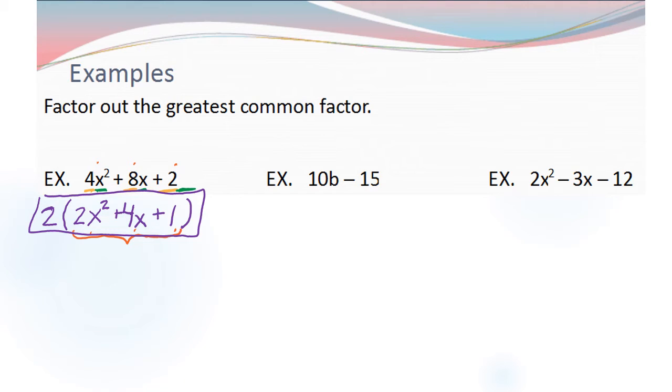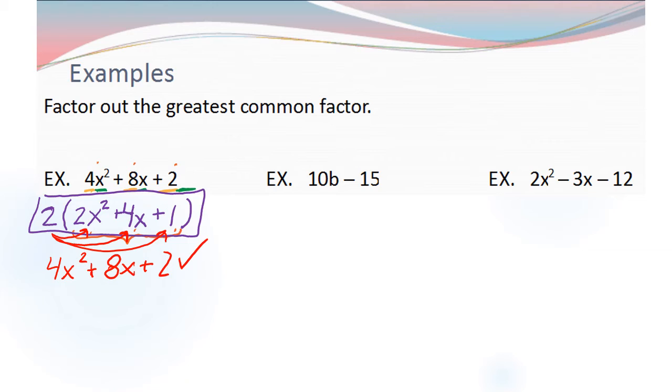To check your work on this, you can just distribute it back. 2 times 2x squared is 4x squared. 2 times 4x is 8x, and 2 times 1 is 2. Okay? So all you're doing is you're dividing. You're just dividing out a number. That's all factoring means.